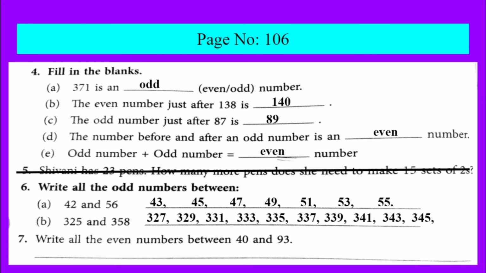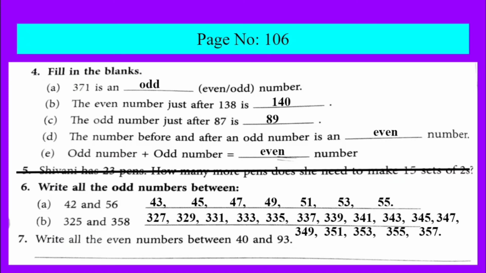The next odd number will be 347, and after that it will be 349, then 351, 353, 355 and 357. Okay class, so you have to do it like this and complete till 358.